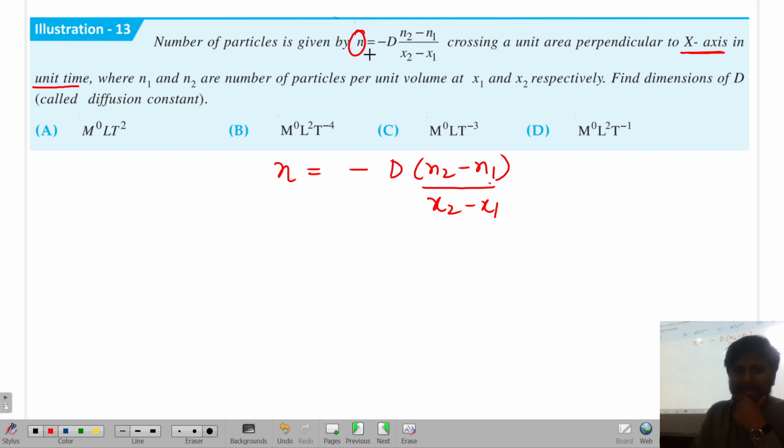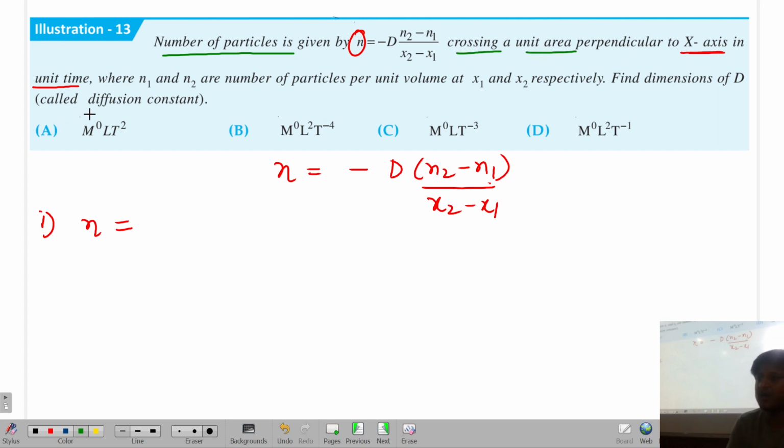What is given? That n is the number of particles which are crossing the unit area perpendicular to the x axis in unit time. N is the number of particles crossing the unit area in unit time. So, first thing, can you say the dimensions of n only? Initially, if someone thinks, the dimensions of n is just a number, yes or no? Because it is written in the initial stage that n is the number of particles. But if you read the next line, it says crossing a unit area in unit time. So therefore, the dimensions of n is not only a number. It is number multiplied by area multiplied by time. Got it or not?